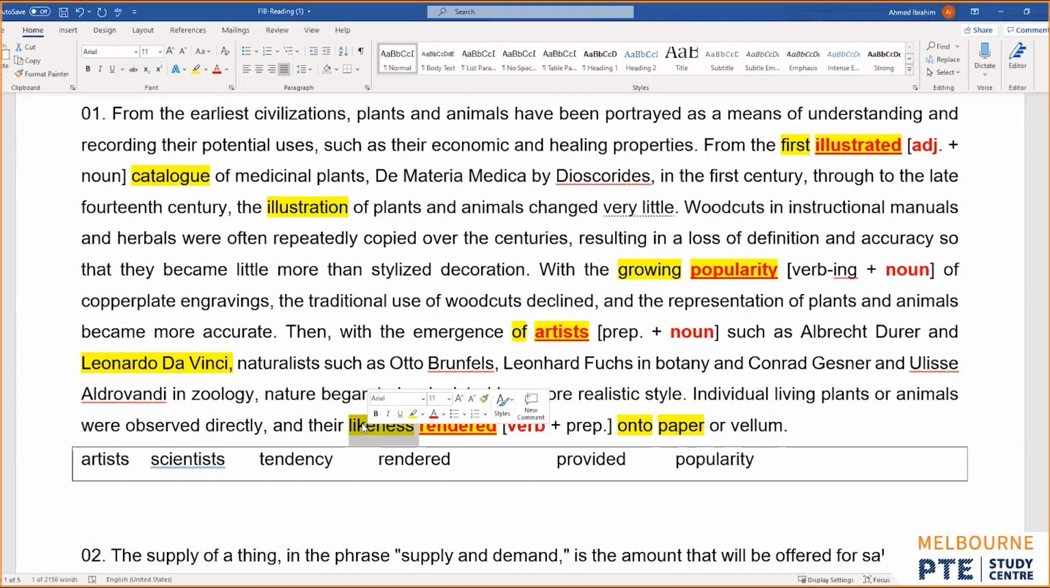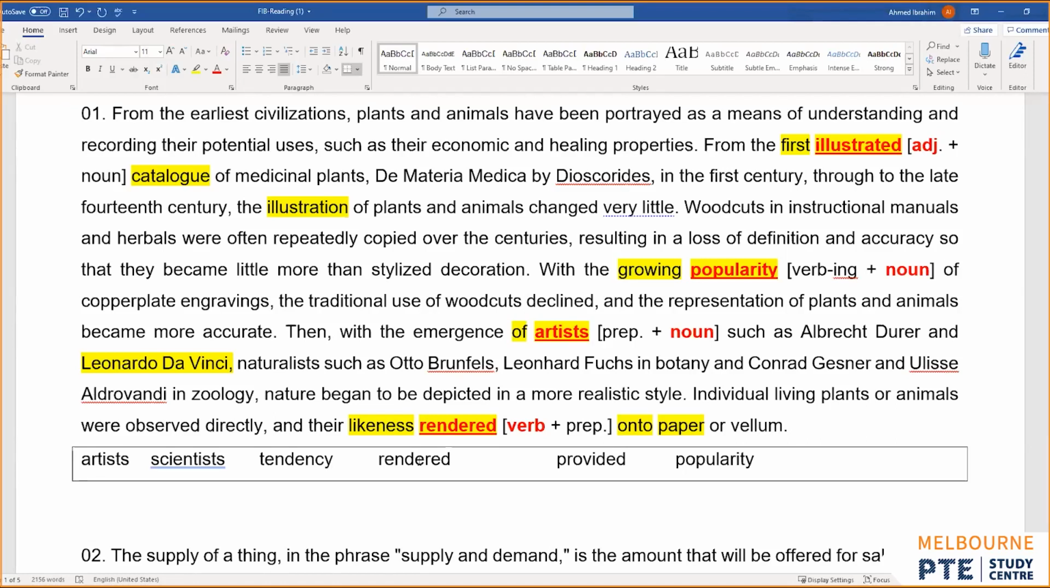Likeness? Yeah, likeness and rendered. Rendered means to refer to the object. Likeness, you can say, is the quality of two or more things being similar to each other. So in this sense, what it actually means is that they wrote down their likeness onto paper or pen, like written down, like taking a note of something. This is what rendered means over here.